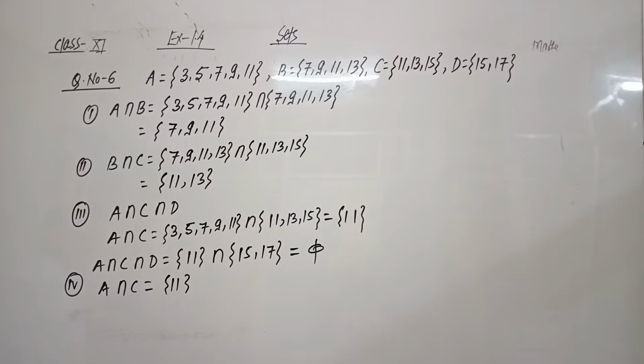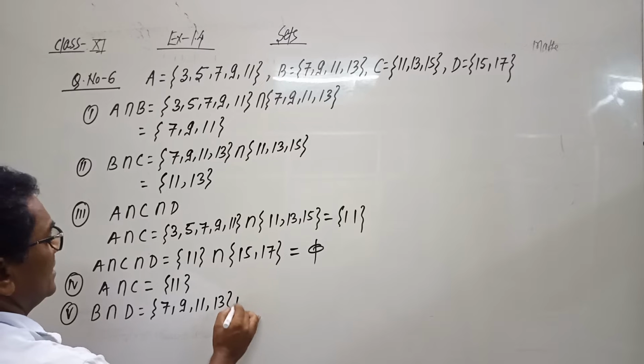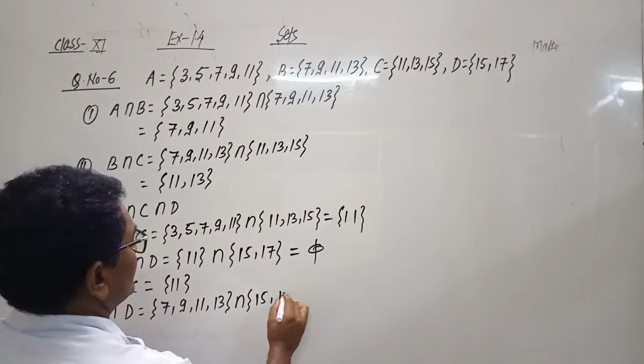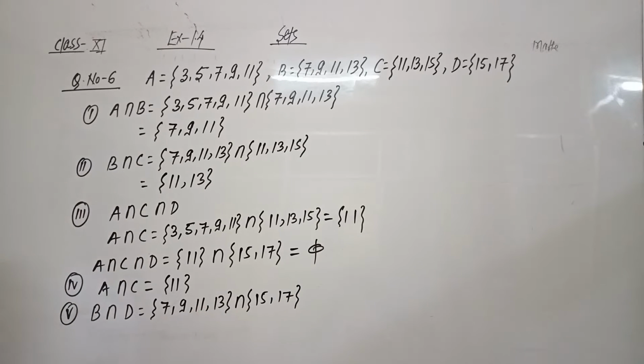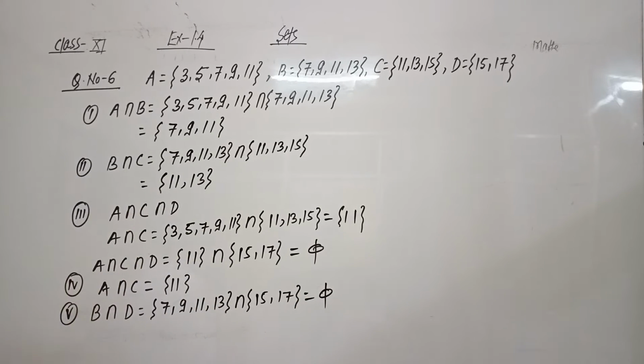Fifth part, B intersection D. The value of B is 7, 9, 11, 13, intersection, the value of D is 15 and 17. Then what is common? Nothing is common. So the result will be the empty set. If there are no common terms, then the result will be the empty set.